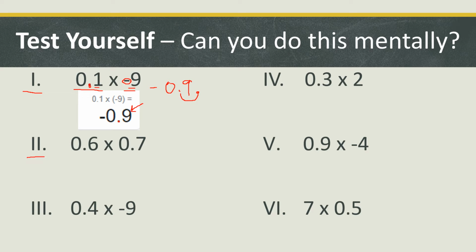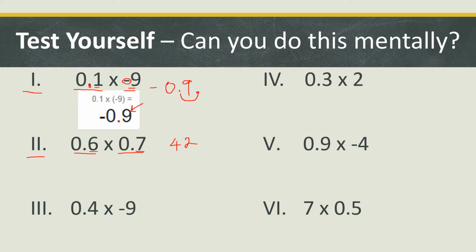Let's move on to the second question. 0.6 multiplied by 0.7. So you forget about the decimal point first. We're gonna remove that. We just multiply 6 and 7 first. We'll get 42.